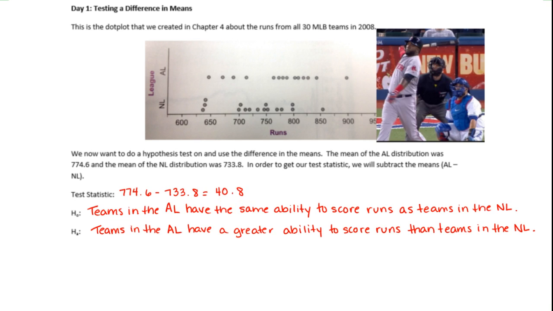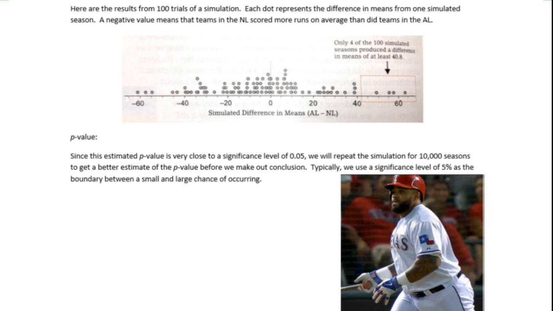Since this estimated p-value is very close to a significance level of 0.05, we will repeat the simulation for 10,000 seasons to get a better estimate of the p-value before we make our conclusion.